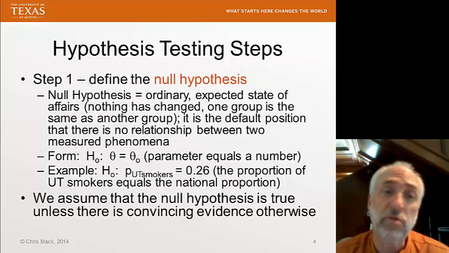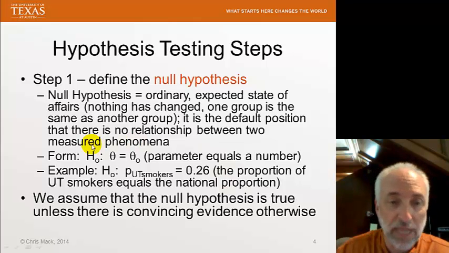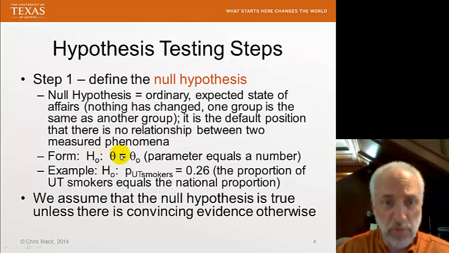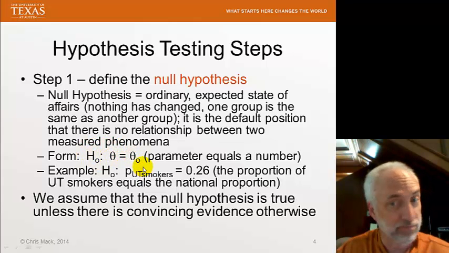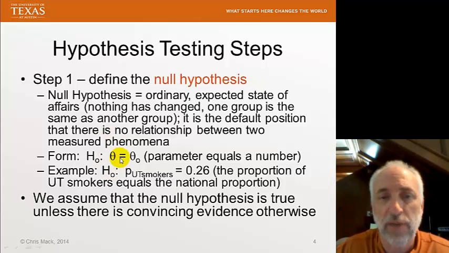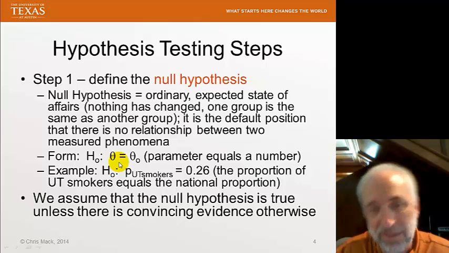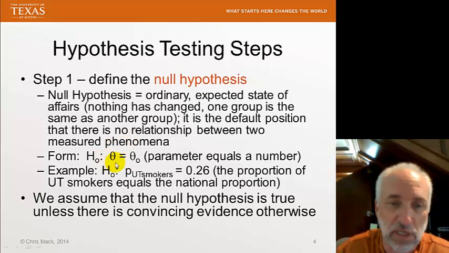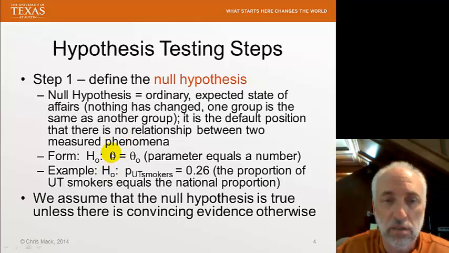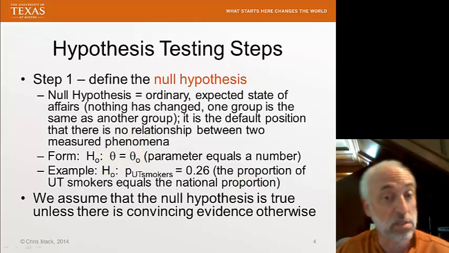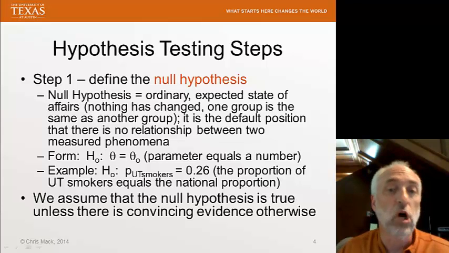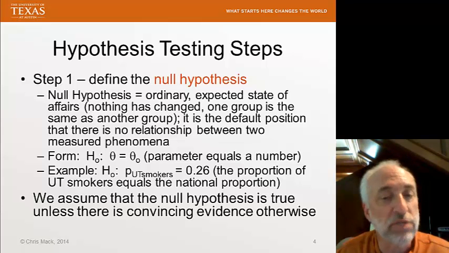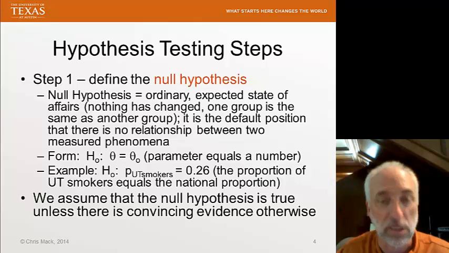The form of a null hypothesis looks like this. H0, that's our symbol for null hypothesis. Theta equals theta naught. Theta is just a generic variable to represent a parameter, mean, proportion, standard deviation, whatever statistic we're looking at. And then theta naught is an actual number. What's our example in our case? The null hypothesis is that the proportion of UT smokers equals 0.26.